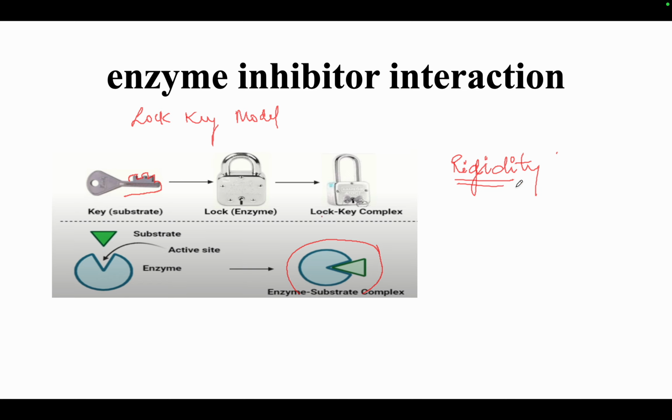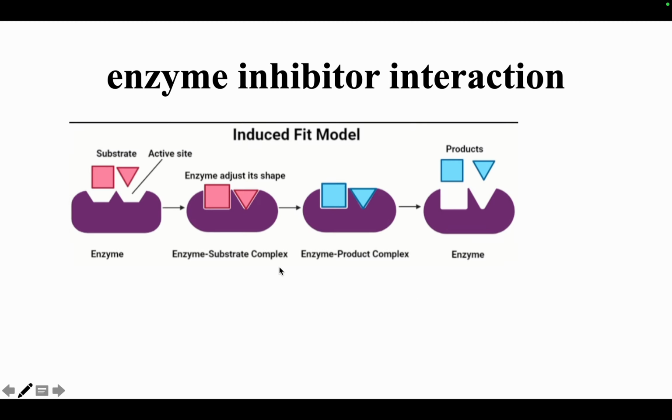Because of this rigidity, there are weak binding interactions which don't allow the catalysis. So this is one of the drawbacks of lock and key, that the overall structure is quite rigid and not flexible, and not many enzyme substrate or enzyme inhibitor interactions follow this lock and key model. So we have another model. This is Koshland's model, also known as the induced fit model. This model was explained by Koshland.